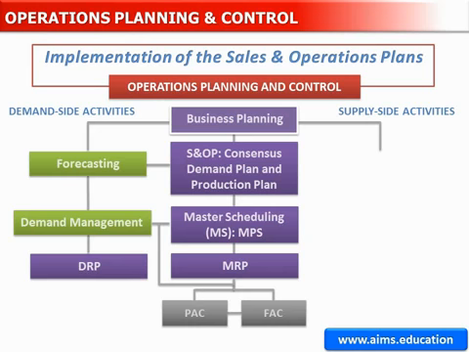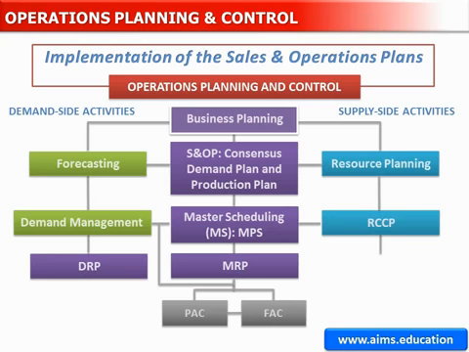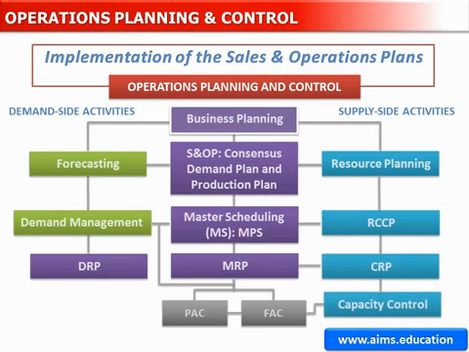The high-level supply-side activities start with resource planning, which determines the need for capital investments or modifications to capacity. The remaining activities in the right column address whether evolving plans are feasible from an operations capacity standpoint.